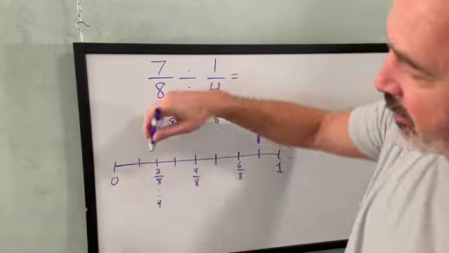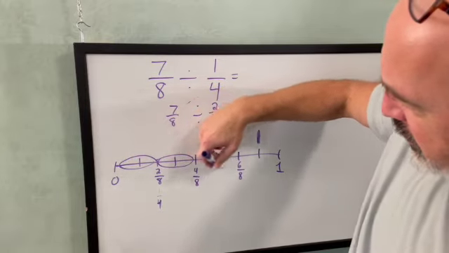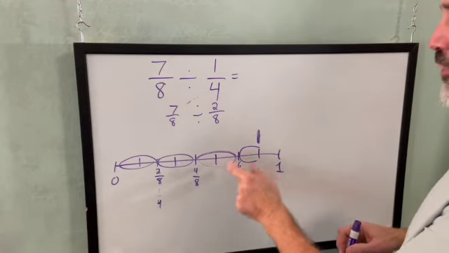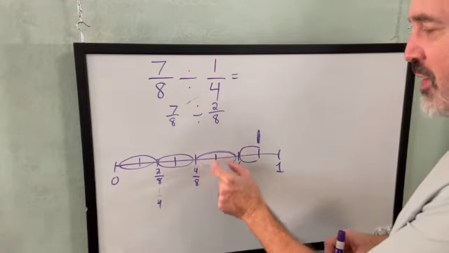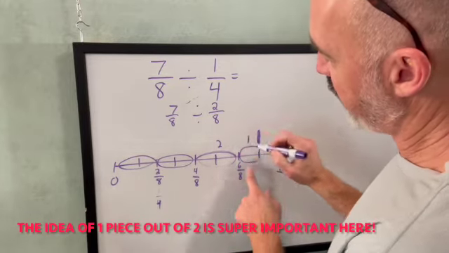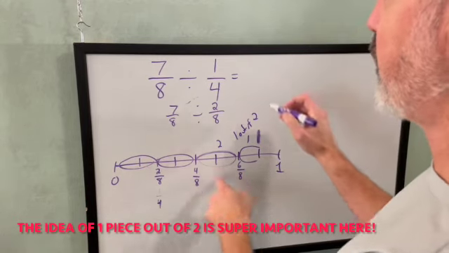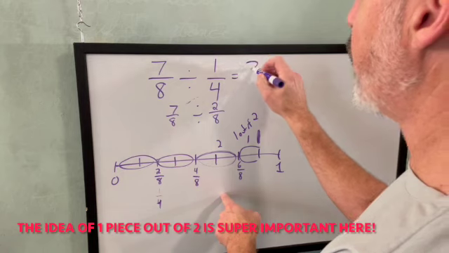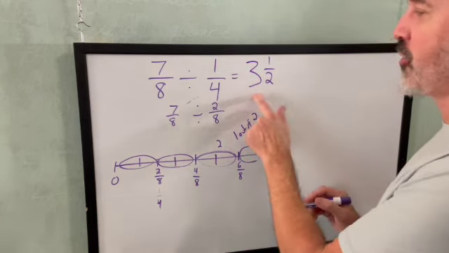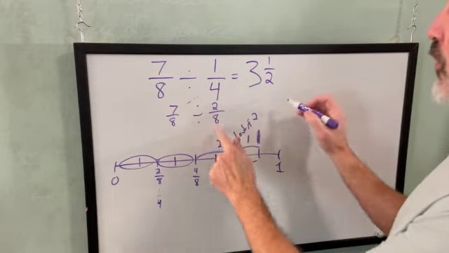And so if I make groups of 2/8, here's 1, here's 2, here's 3, and then I'm left with one piece when the group size was 2/8. So this is one piece out of 2. This represents 1 out of 2. So the answer is 3 whole groups of 2 pieces, and then half of a group of 2 pieces. And this bears out when you multiply by the reciprocal.